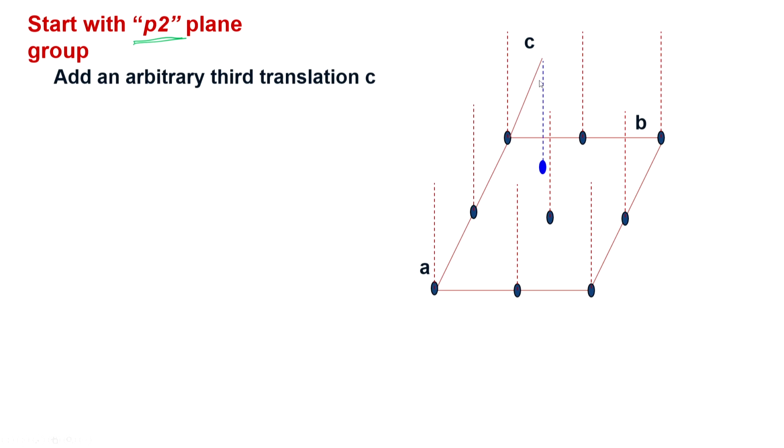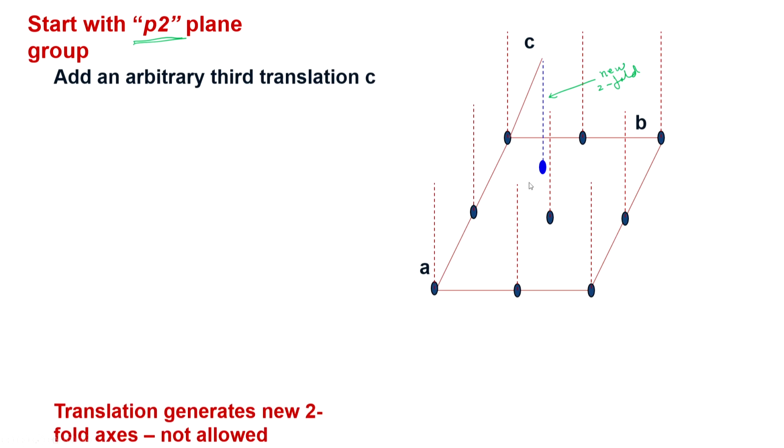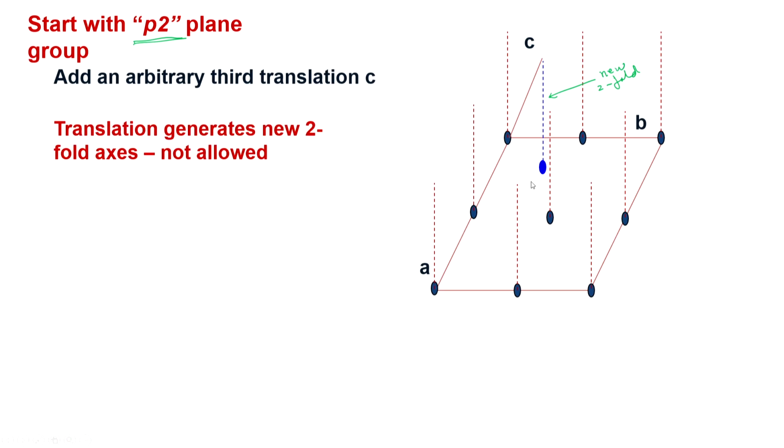So, now I have another two-fold out here. So, this is a new two-fold that I have got. But then if I look at this now, this two-fold will also work on all space and it will rotate all the other two-folds that are there. In the end, essentially we will be left with no symmetry and therefore, this particular translation is not allowed.